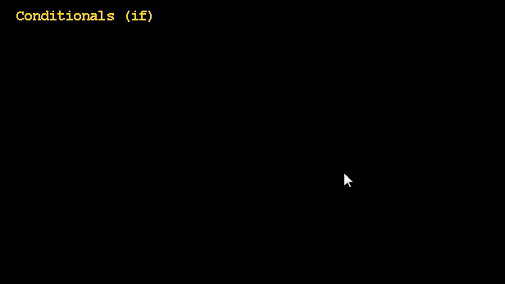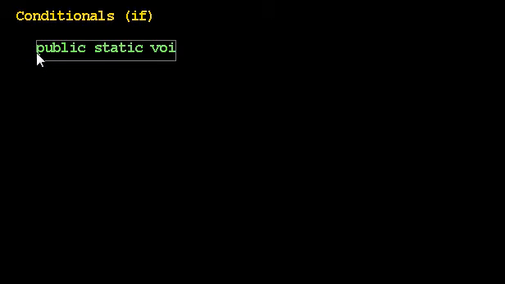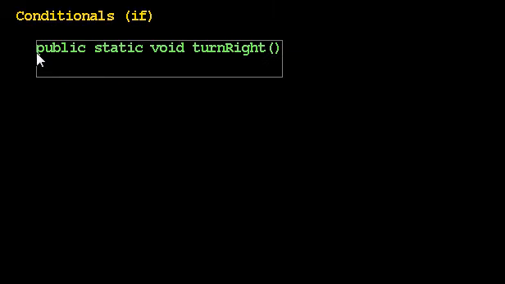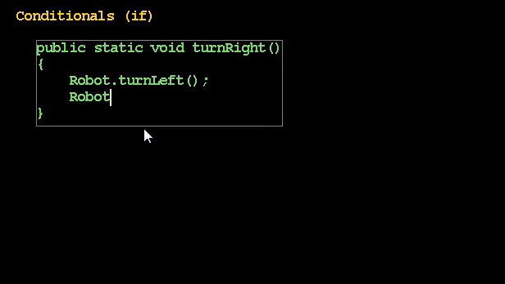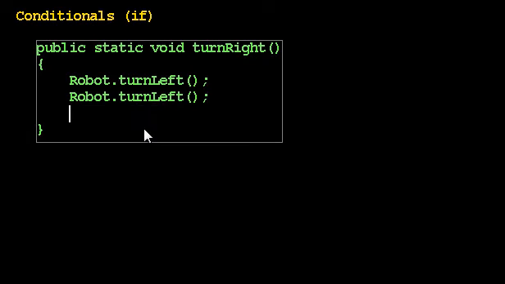Hello again. In this video we're going to learn about conditionals, or ifs. First let's make sure we review a little bit about what we've already done. We have so far seen how to define methods such as turn right. Whenever we define or declare a method, the body of our method, the part between the braces, consists of a sequence of statements, such as, in this case, turn left 3 times.